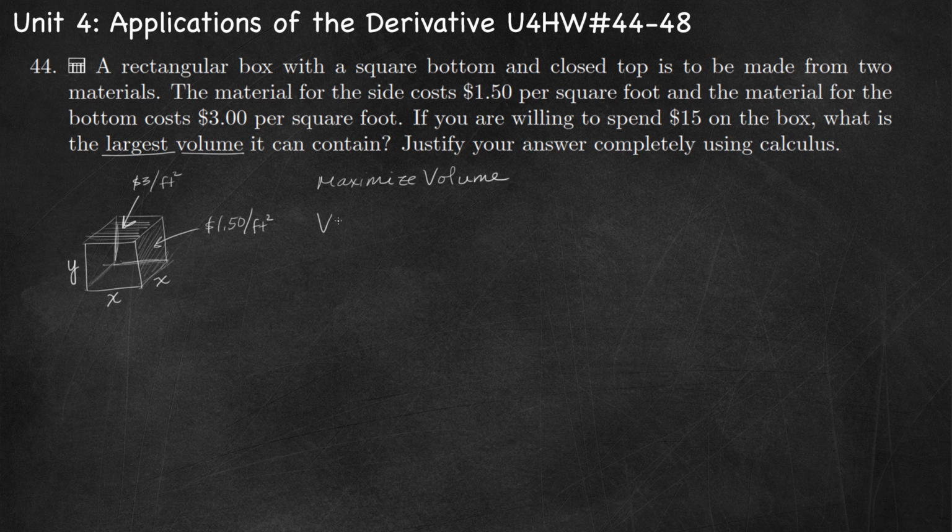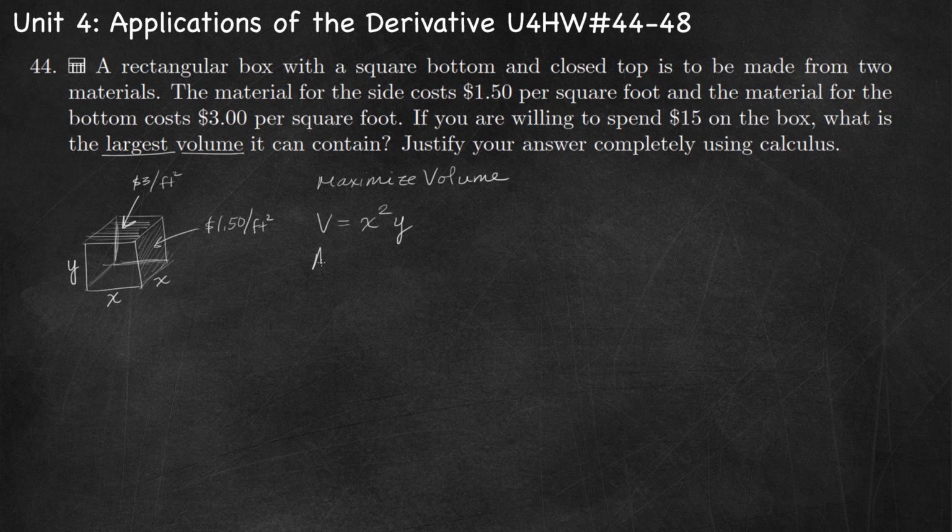So volume equals length times width times height, or x squared times y. Now we've got one too many variables here, so we're going to use a secondary equation. And we can use our cost information to do that. Now the cost is going to be defined in terms of the surface area of our rectangular box.